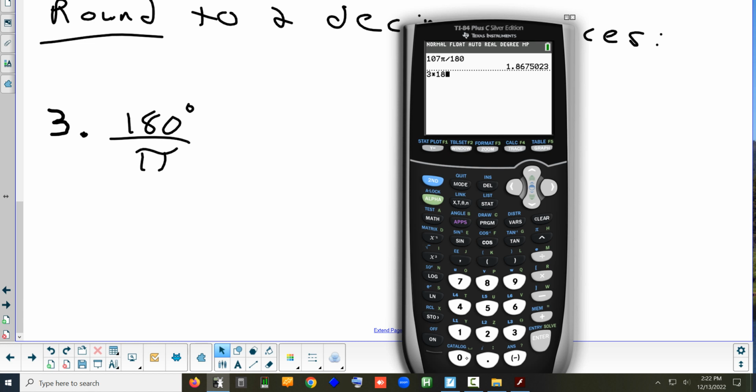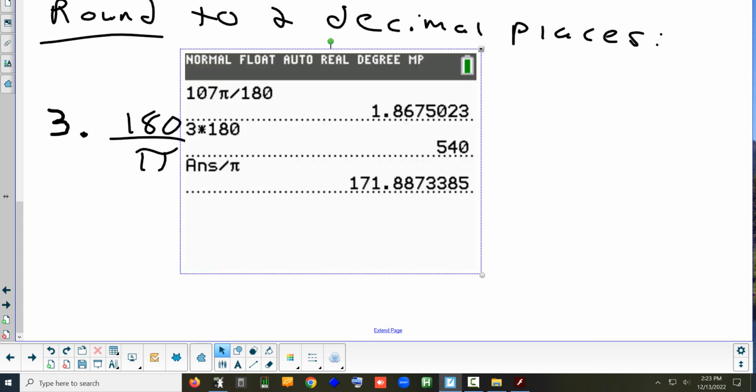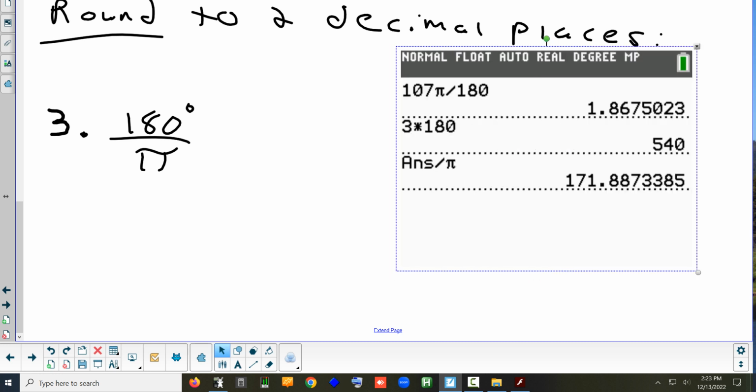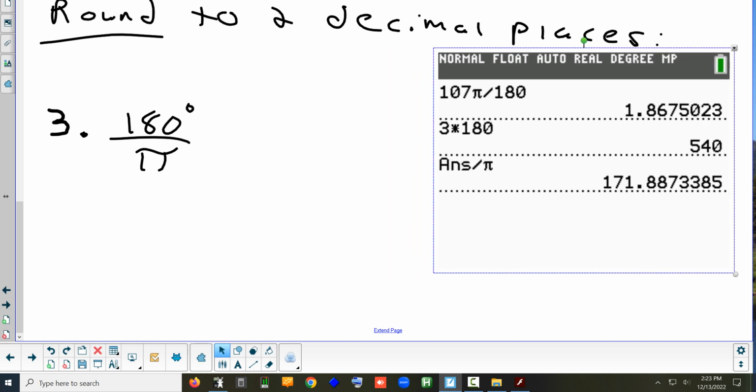So 3 times 180, it's going to give you 540. And now the first time I'm going to do it correctly. So divide by pi. That is the correct answer. So that's 171.89. About.